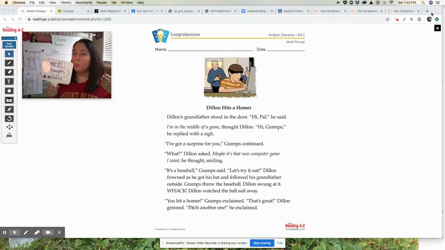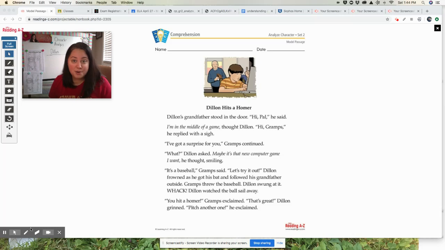And then when we're all done, we're going to talk about how the character was in the beginning of the story and how the character changed by the end of the story. And that's how you do a true character analysis. So I'm going to go ahead and read the story aloud to you. And as I'm reading aloud, you're going to think about the words the character is saying, the thoughts the character is having, and the actions, what the character is doing.